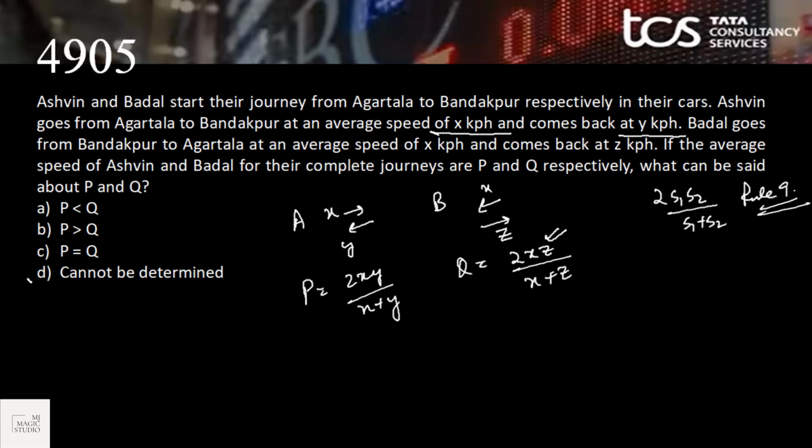My straight away answer would be cannot be determined, because we have no relationship with y and z. If a y and z relationship were given, we would have used it and then we could say whether P is equal to Q or less than Q or greater than Q. But in this case, it cannot be determined.